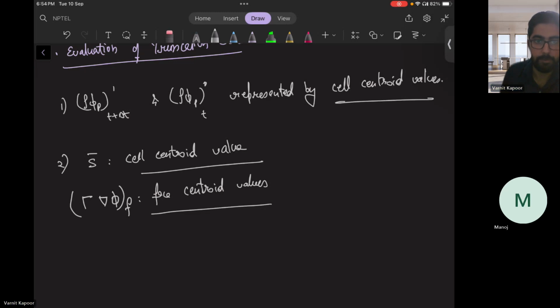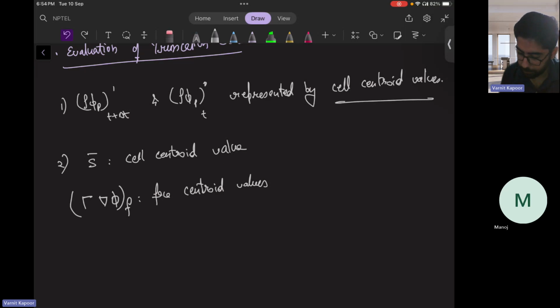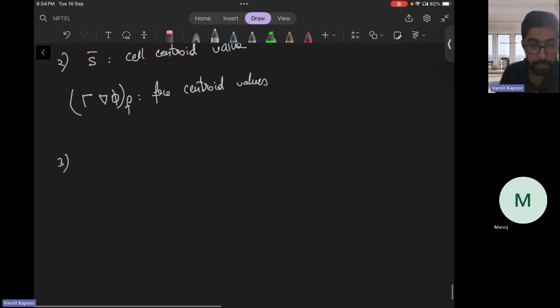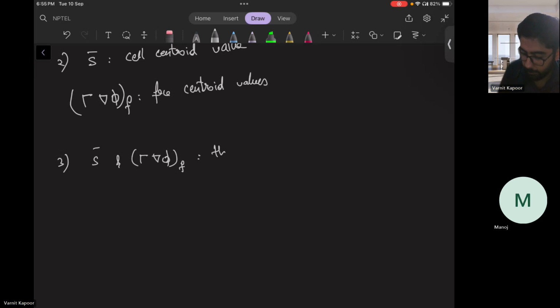These are the assumptions. Then we did the linear profile assumptions for diffusion fluxes as well as the source terms for t naught and t plus delta t. These will depend on the type of scheme which we are using: either t naught prevails over the entire delta t, or t plus delta t prevails over the entire time step. Okay, these are the assumptions. The third one is that the source term and gamma grad phi of the face values at t plus delta t prevail over the entire time step.